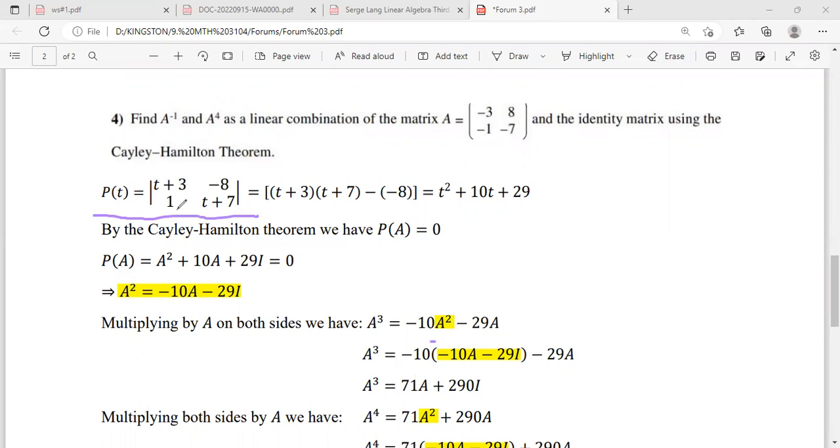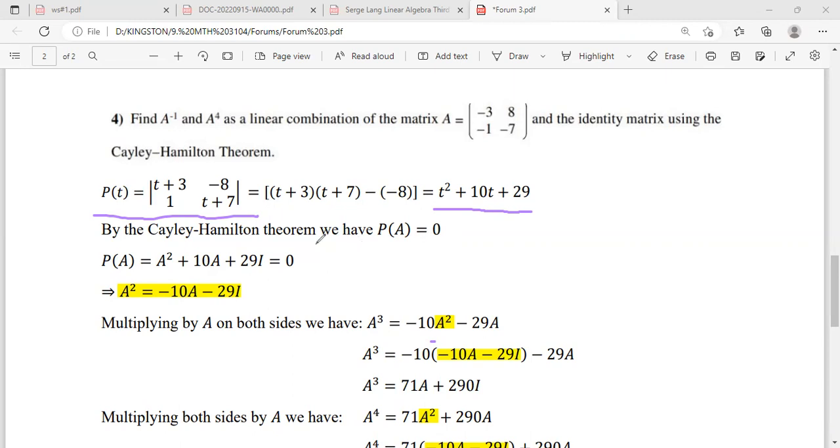So -1 becomes +1, and +8, yes, I'm doing the correct thing, +8 becomes -8. And of course, multiplying t plus 3 times t plus 7 minus the product of 1 and -8. Good. So t plus 3 and t plus 7 minus -8 will lead us to this characteristic polynomial here, t squared plus 10t plus 29.